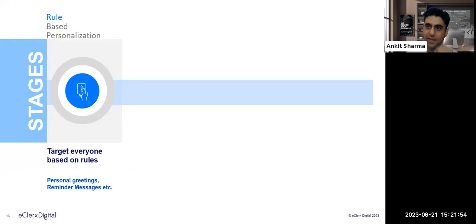So I'll just try to summarize again what I've learned from my perspective. One, rule-based is the easiest form, or the first stage of personalization, where based on certain rules, certain triggers or automations can be enabled, which can help you interact with the brand or with the customer. But the main point that Peter mentioned was that it's one size fits all. While it appears as if it's personalized, it's essentially targeting everyone based on certain events. So it's one size fits all in that sense. So personal greetings, reminder messages, renewals, etc. Thank you. So I hope that I was able to summarize that.